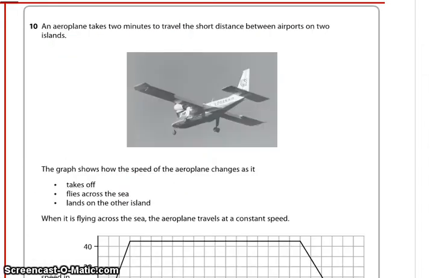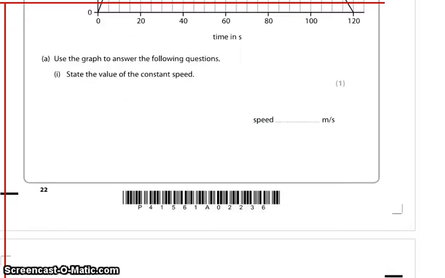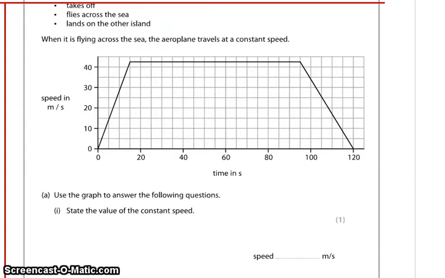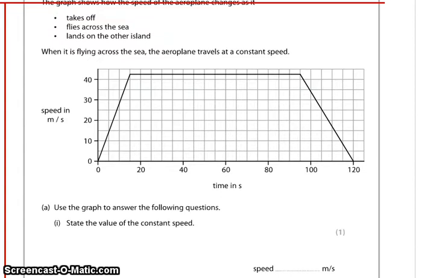So an airplane takes 2 minutes to travel the short distance between airports on 2 islands. The graph shows how it takes off, flies across the sea, and then lands on another island. Use the graph to answer the following questions. Calculate the value of the constant speed.